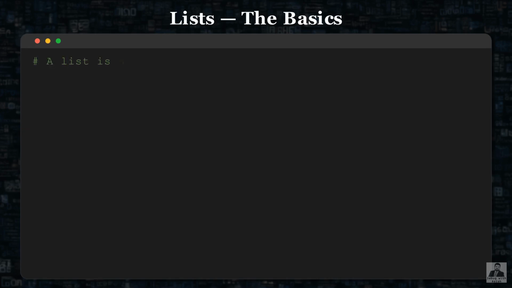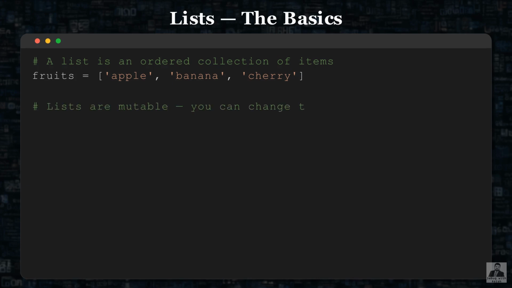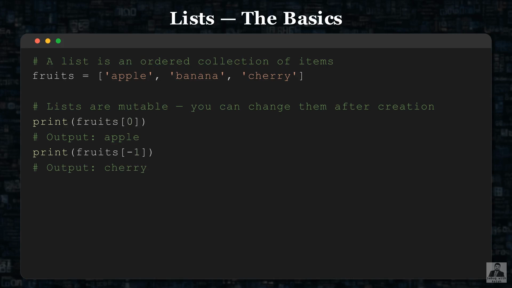A list is an ordered collection of items wrapped in square brackets and separated by commas. Lists are mutable, which means you can add, remove, or change items after the list is created. You access items using their index starting at 0. Negative indexes count from the end, so -1 gives you the last item. Lists can also hold items of different data types in the same collection.